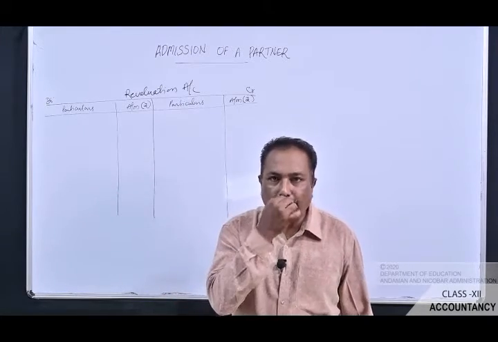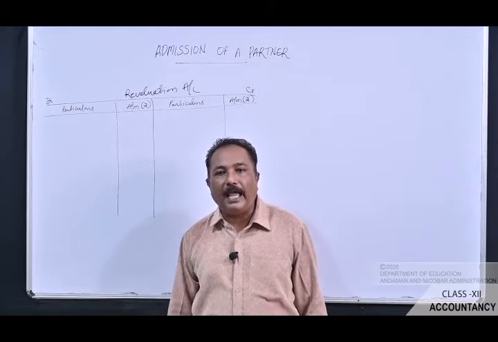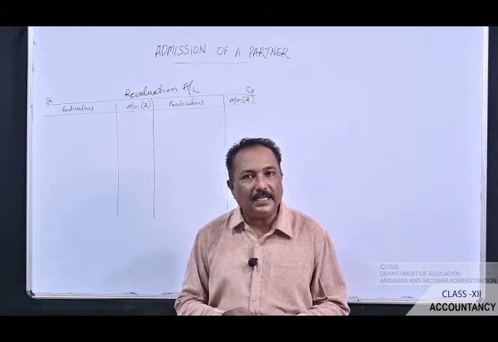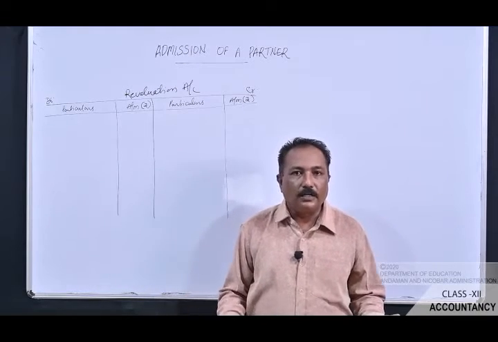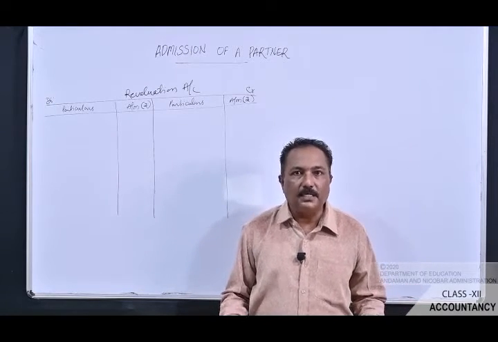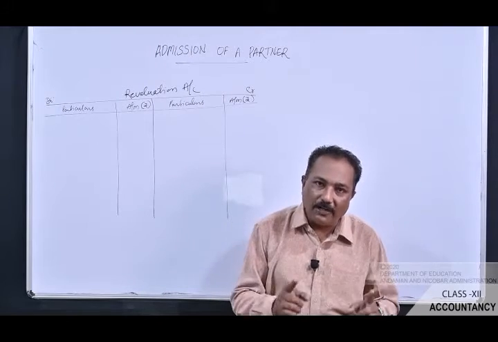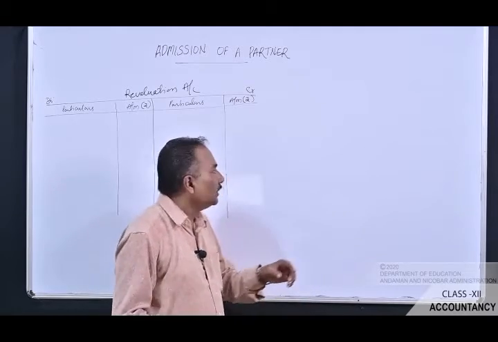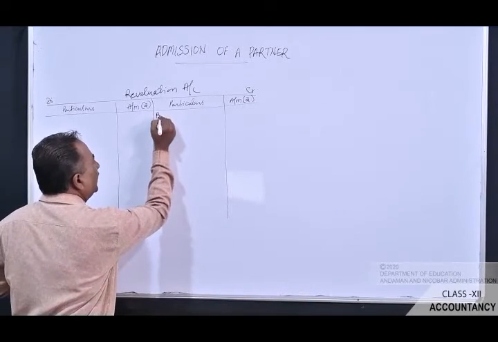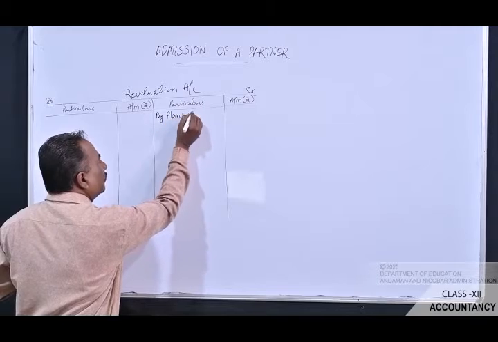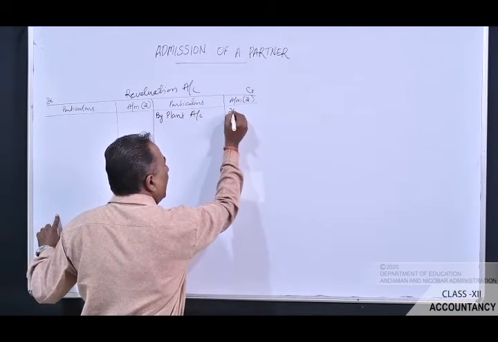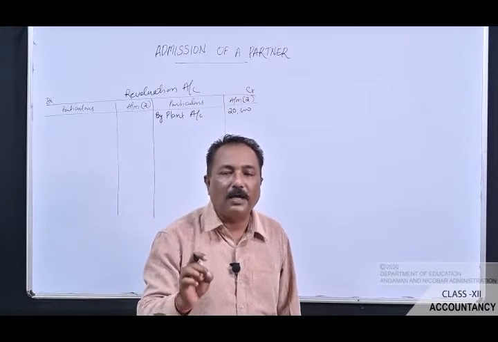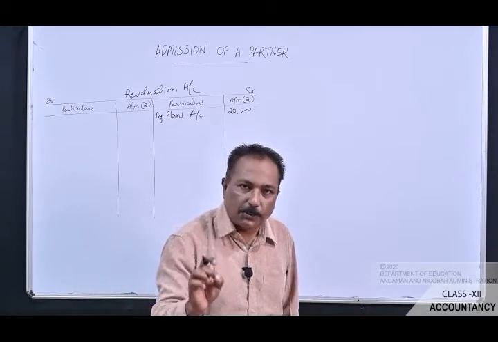The first point is plant is to be appreciated to rupees 1,20,000. We have already seen that the value of plant has increased by rupees 20,000. Whenever the value of assets increases, that has to be posted on the credit side. So here you have to write down as by plant account, and the amount will be recorded as rupees 20,000, because the value of the plant has increased by rupees 20,000.